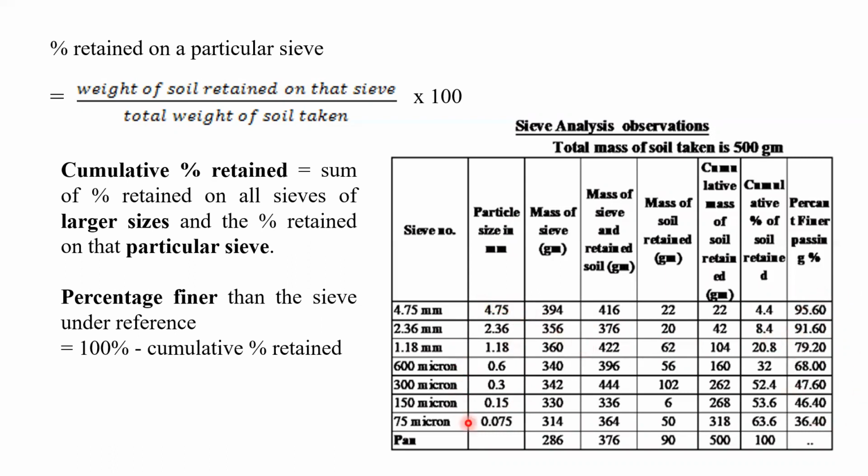Particle size on the x-axis, we always have to convert these values to log scale because the sizes of the particles are very small. That's why you have to convert into the logarithmic scale. We take the log value of these values, and then the percent finer on the y-axis. We shall draw the graphs.